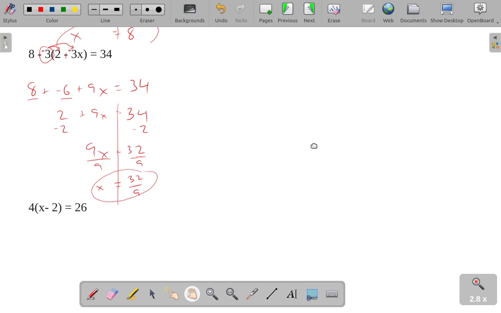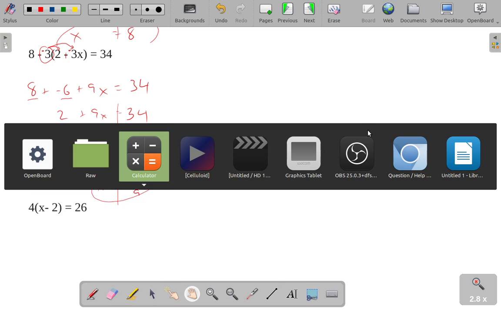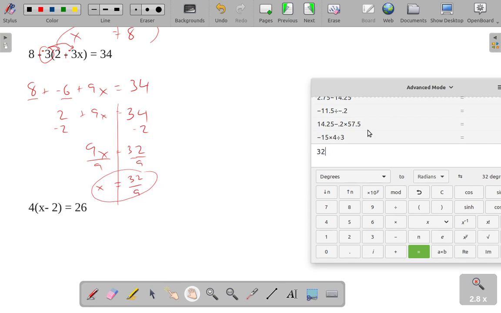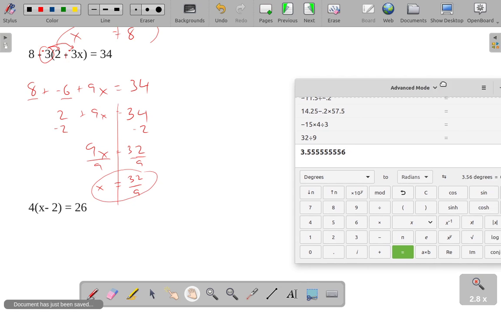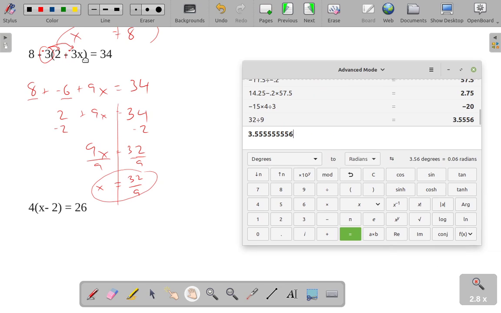This one might be a little bit trickier to check, so I'm going to pull out my calculator. And let's see what 32 ninths looks like. Okay, it's 3.5 repeating. So I'm going to just evaluate the left-hand side of this equation. Let me start over. 8 minus 3 parentheses 2 minus 3x, except instead of x I'll write 3.5. I should put this in parentheses.